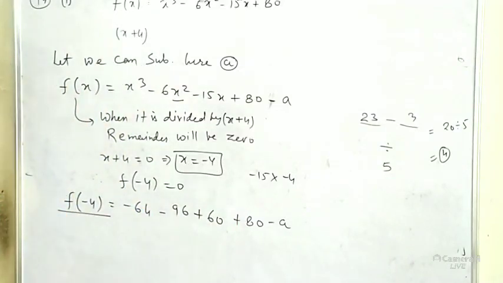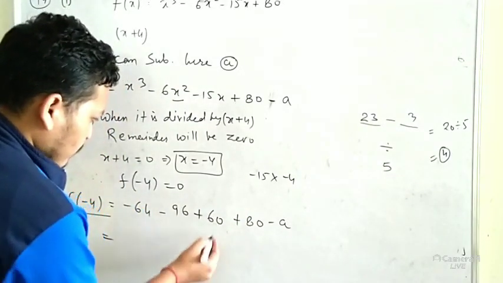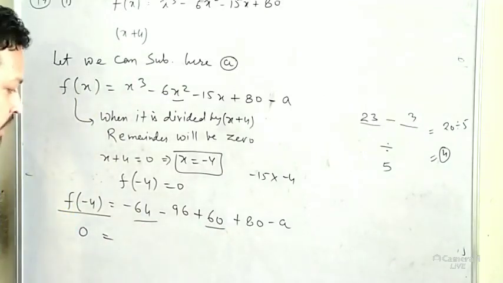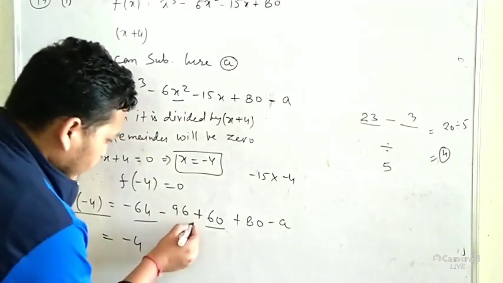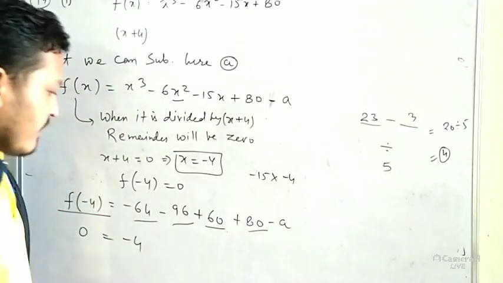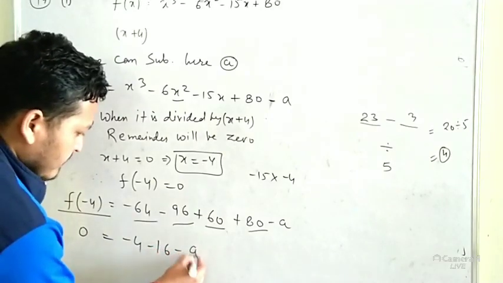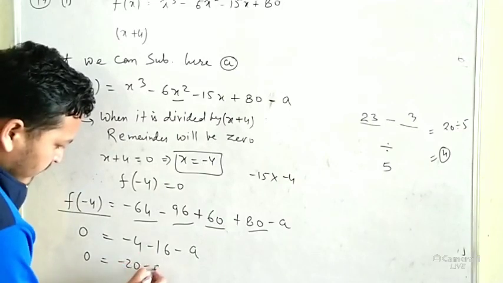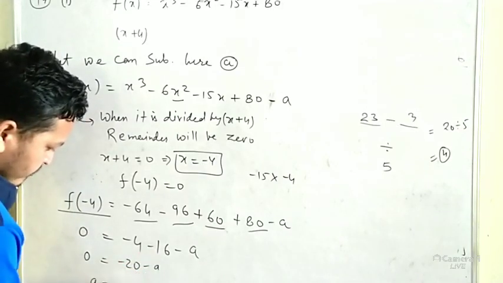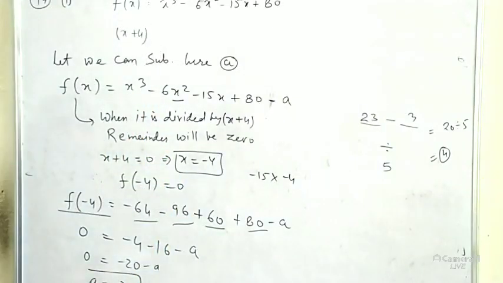What is the value of f(minus 4)? It will be 0. So 0 is equal to, solve this: 60 and minus 64, how much is that? It is minus 4. Next minus 96 and plus 80, which is minus 16, and minus a. So then 0 is equal to minus 20 and minus a. Taking a to the left hand side, a is equal to minus 20. This is our answer. a is equal to minus 20.